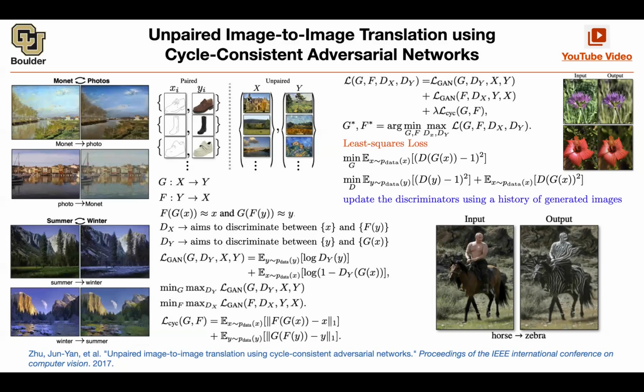At the same time, you want F and G to be inverse of each other. The generator that takes you from X to Y and Y to X, they need to be inverses of each other. And then you're going to be enforcing this equality as much as possible in your loss function. And that's it. You have a GAN loss in the X domain, GAN loss in the Y domain, and a cycle consistency loss. And your GAN loss is the one coming from least squares loss.